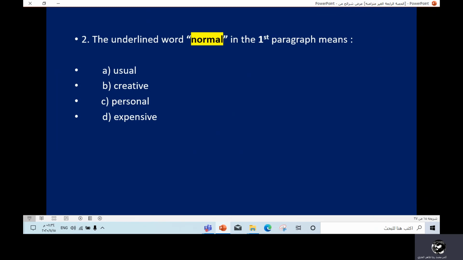Now it's time for number 2. The underlined word normal in the first paragraph means, what do you think the meaning of normal is here? Do you think A, usual? B, creative? C, personal? Or D, expensive? And the right answer is usual.